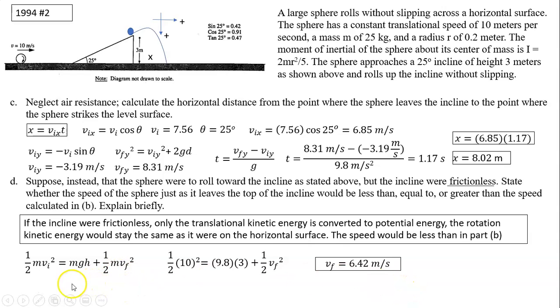You can calculate it actually. So only the translational kinetic energy changed into mgh. So from here you can find v_f equals 6.42. Originally, when you have friction, it is 7.56. So you can see the speed has decreased.